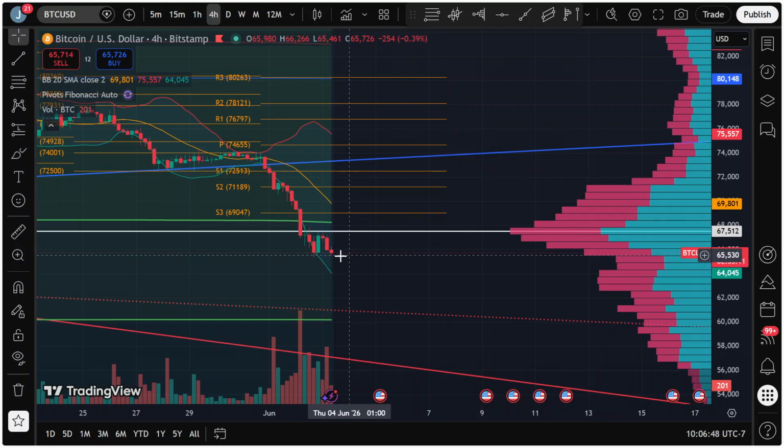So initially, we're going to want a reaction to about 64K. We may have a strong reaction back to the upside, but historically, what we would expect is probably another retest of 60K, more likely. So 64 might just be a bit of consolidation.